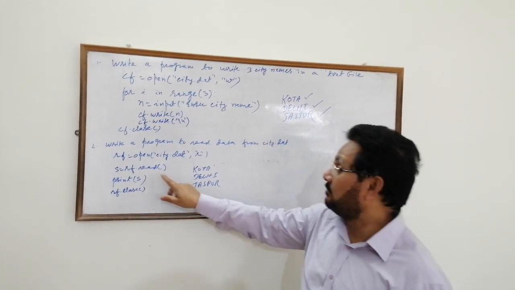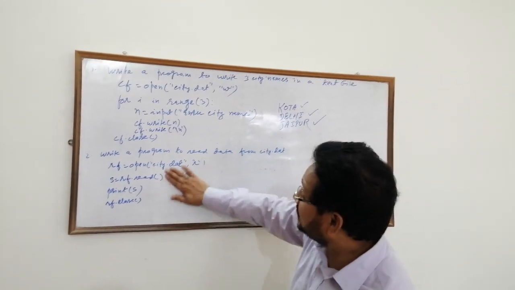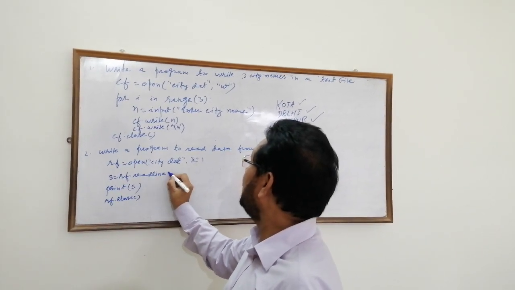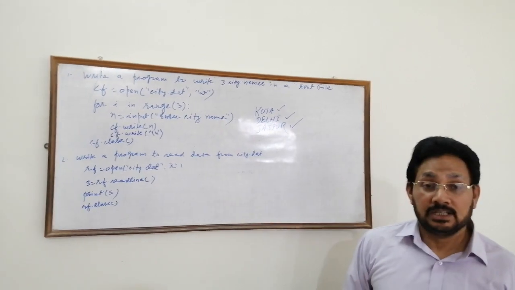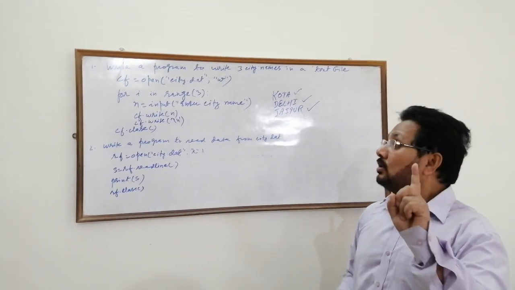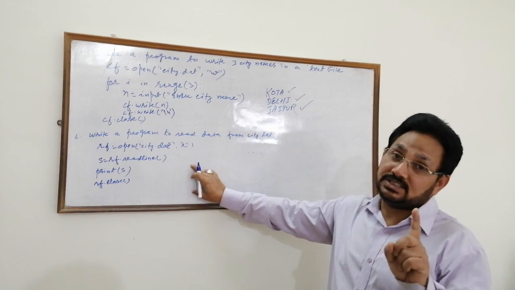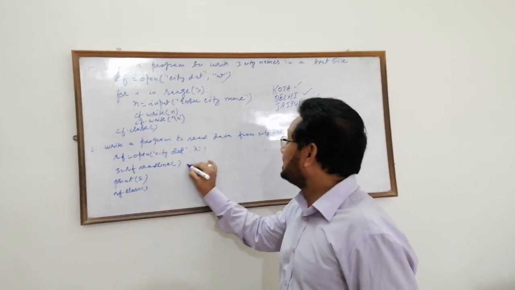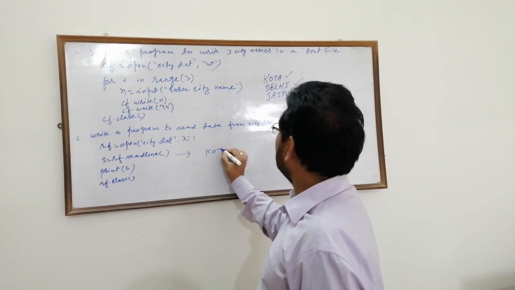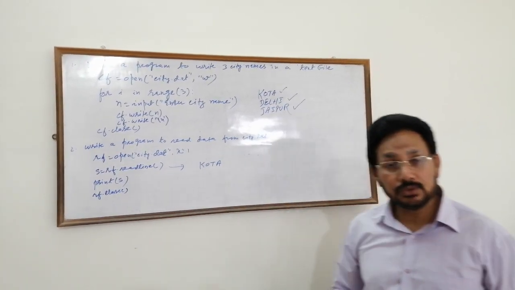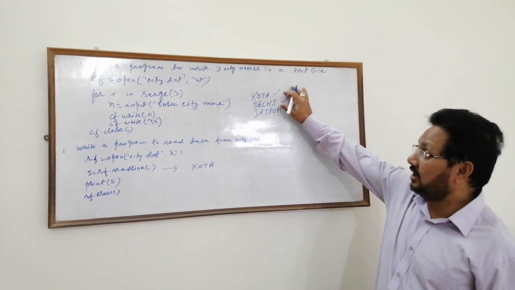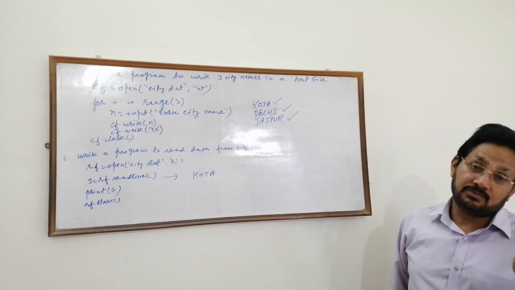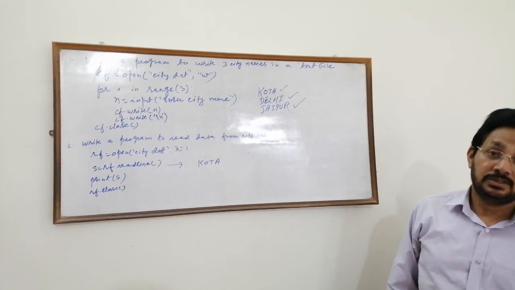Now in the same example, I am using readline. Now what will be the effect? In the first program, read and readline were giving the same output, that is Kota, Delhi, Jaipur in the same line. But in this case, you will get the result only as Kota, because the end of line is there. So readline will read one line and it will stop there only.